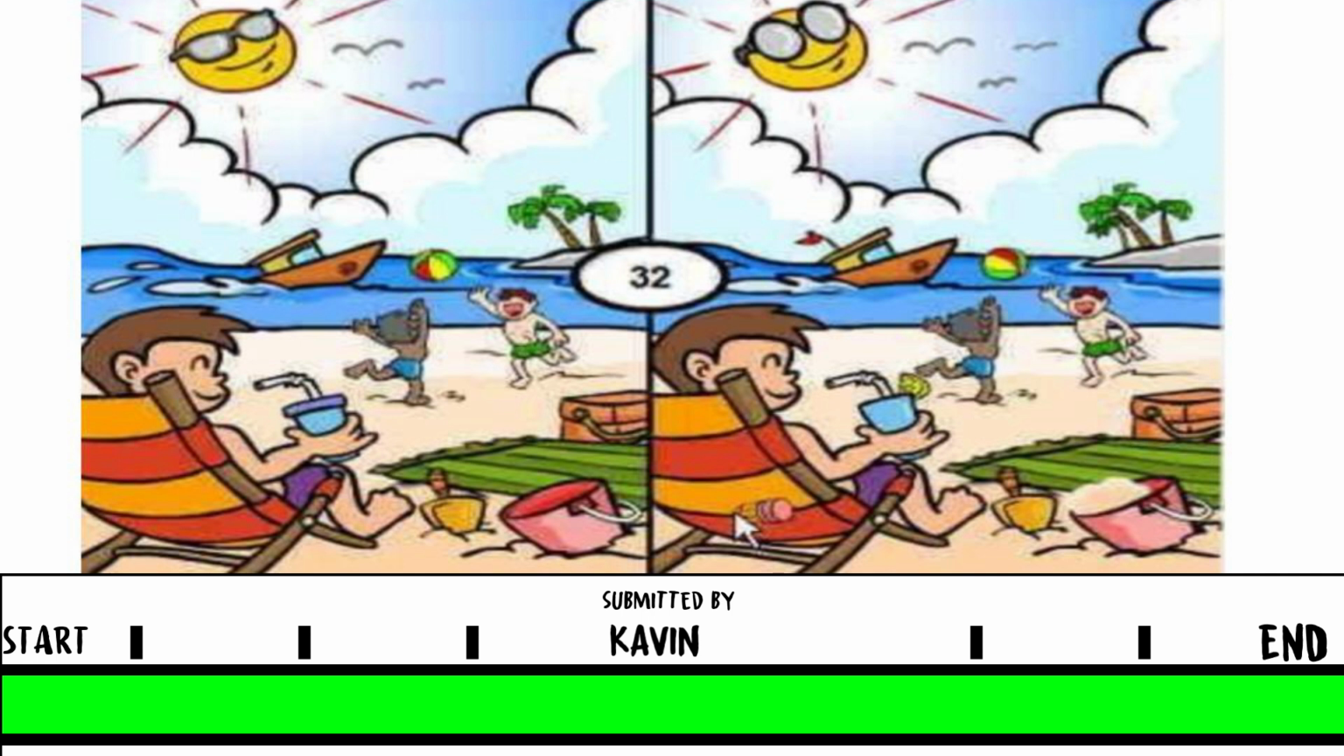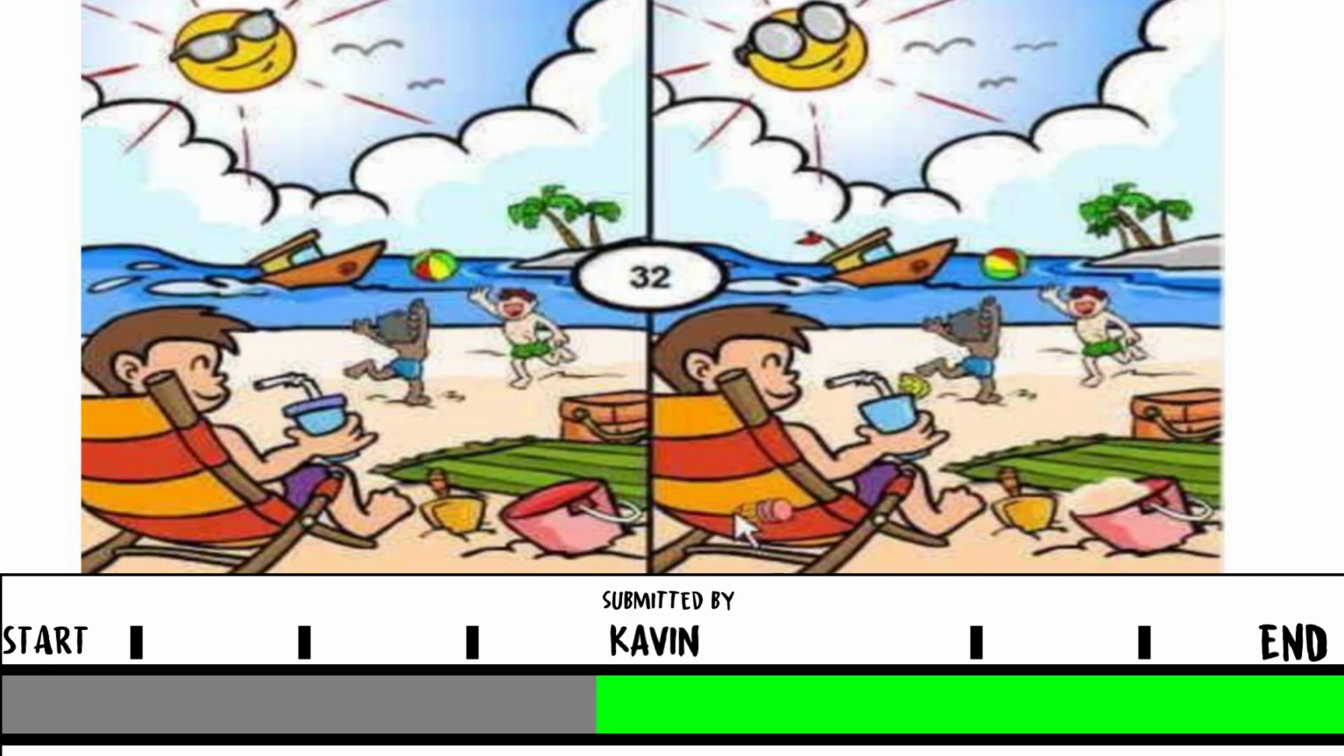Hi, I am Kavin from Chennai. I have found 8 differences from yesterday's assignment. So I'll list out what the 8 differences are. The first difference is the sun's glasses vary between the two pictures. The second difference is the flag is missing on the boat in the first picture. The third difference is the sand is missing in the first picture.